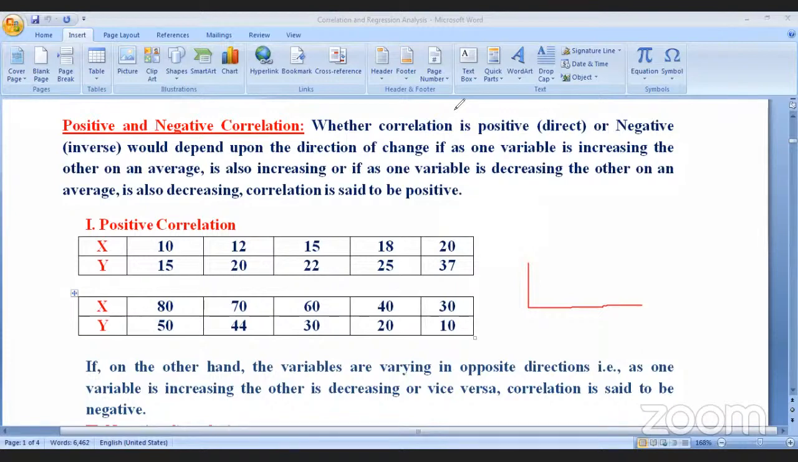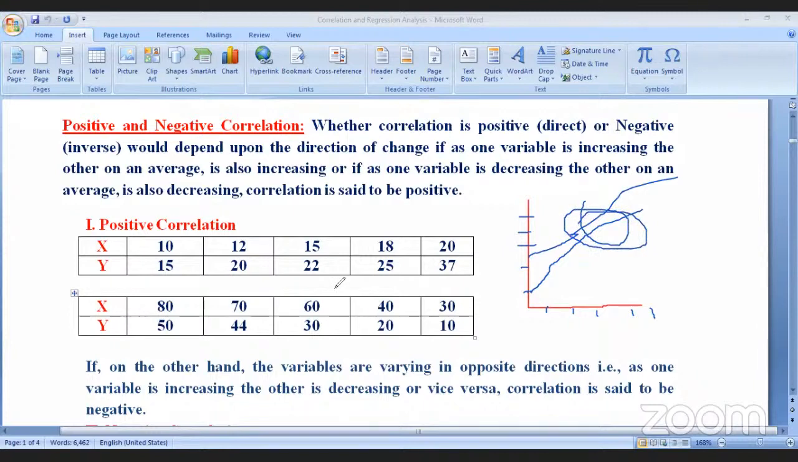Here you have 10, 12, 15, 18, 20. 10 is here, like this. Then 12, 15, 18, 20. The next one is 15, 20, 22, 25, 37. So we are going to see these relationships.